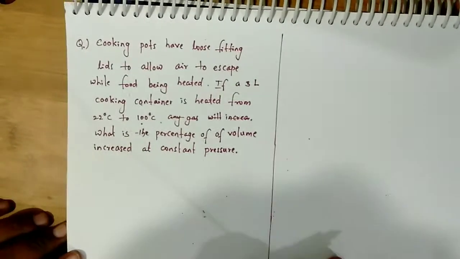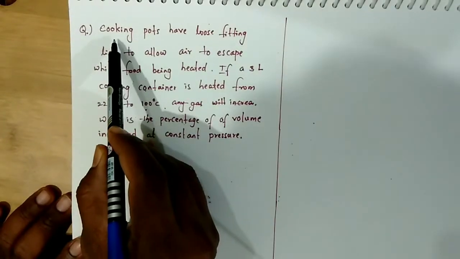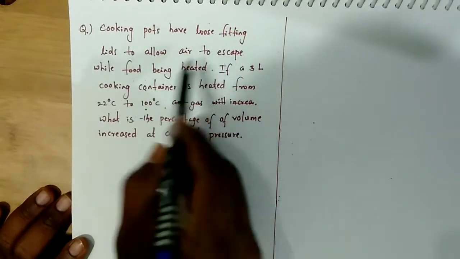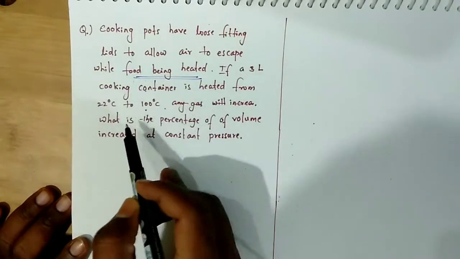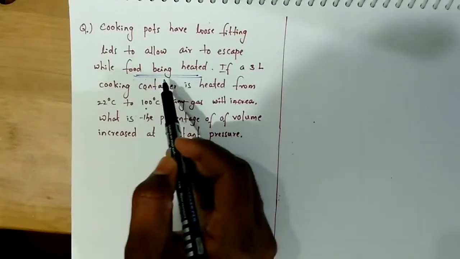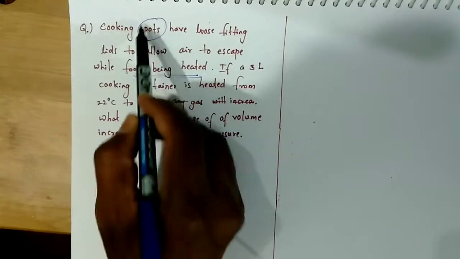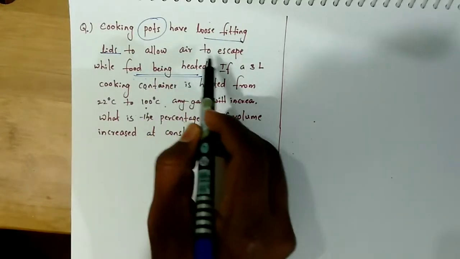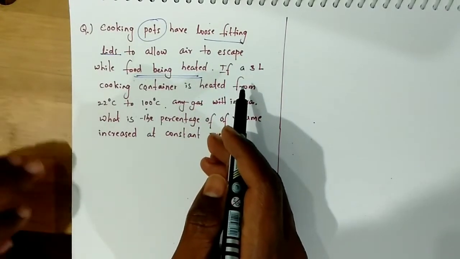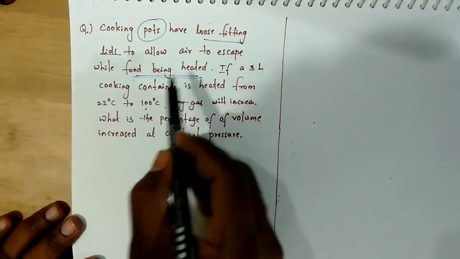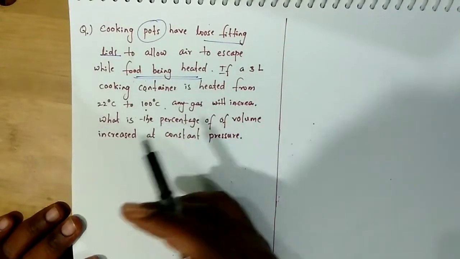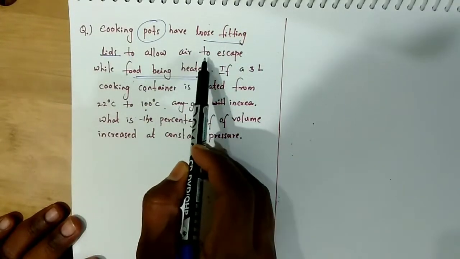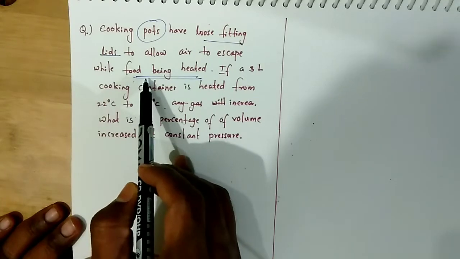Now see here, one question is there. Cooking pots have loose fitting lids to allow air to escape while food is being heated. Generally, while cooking, cooking pots have loose fitting lids, very loose lids. Why? Because the air present inside the container has to escape out while heating, to reduce the pressure inside the container.